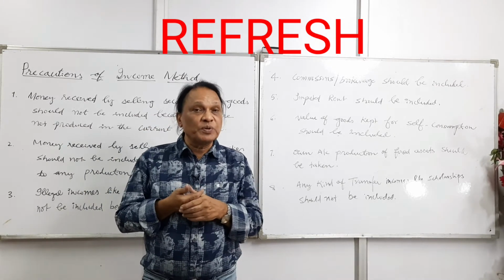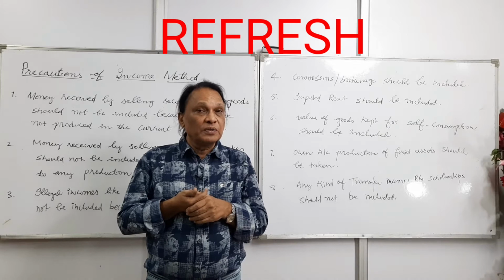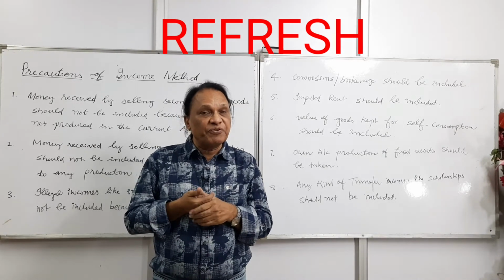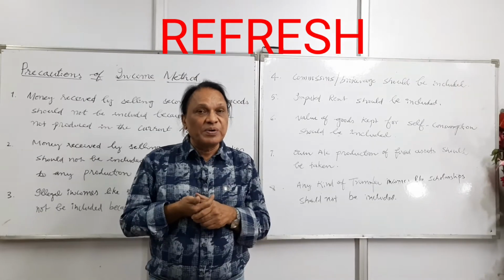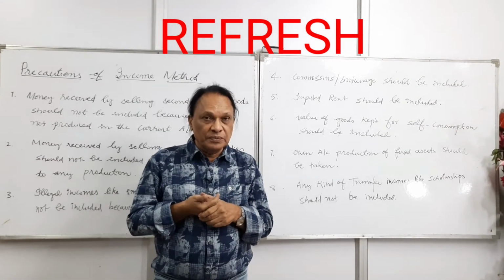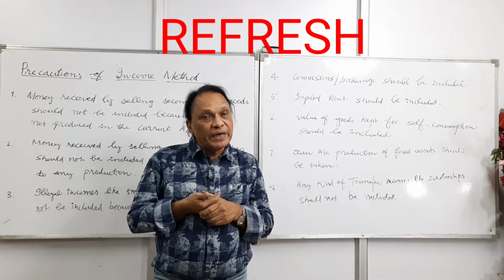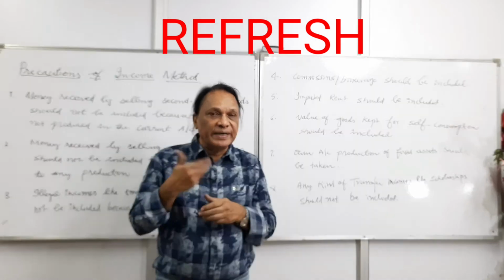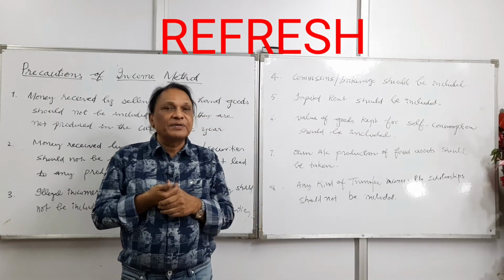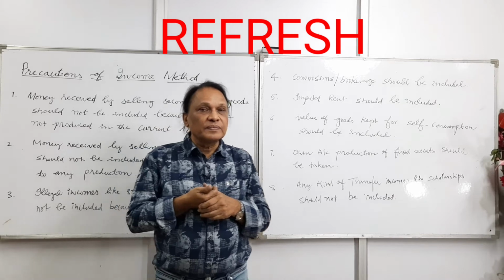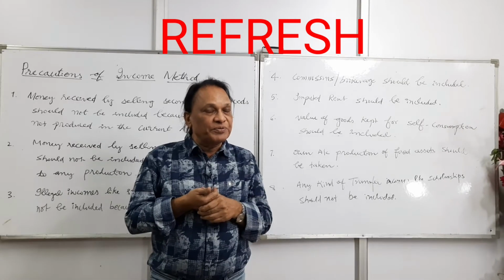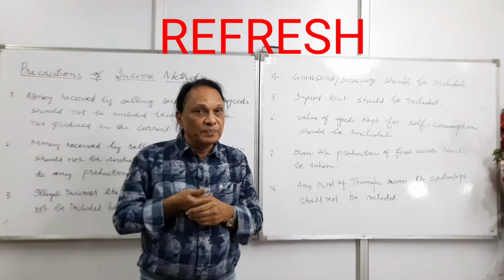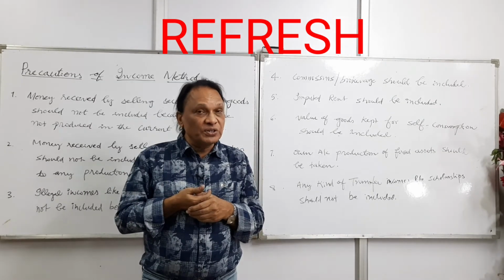Mind it, from your board's point of view, the precautions many times came for 6 marks in the board exams, or maybe for 3 or 4 marks. Very simple. We have already discussed how to calculate national income by income method. To refresh your memory, that will help you to take precautions.